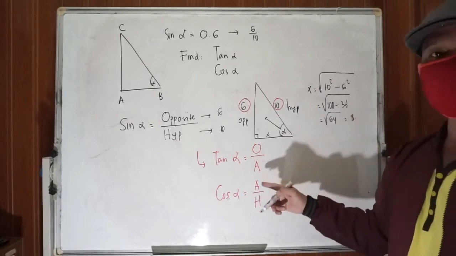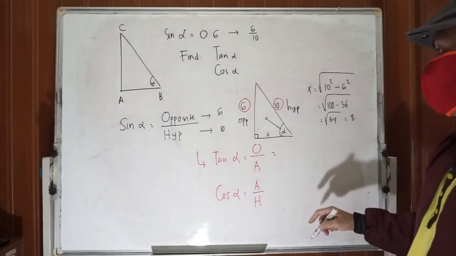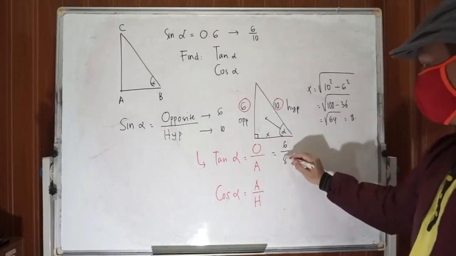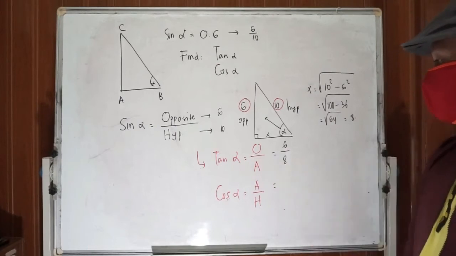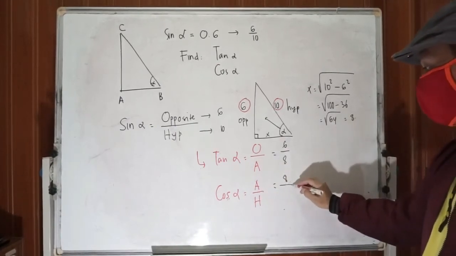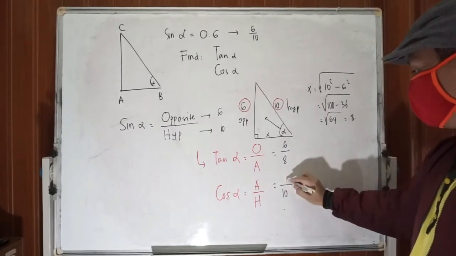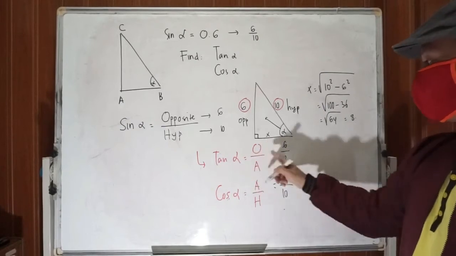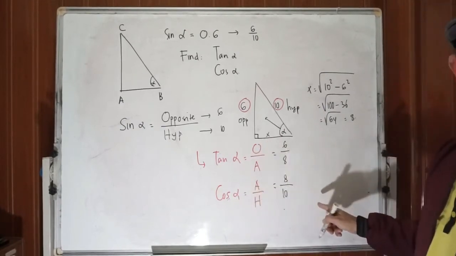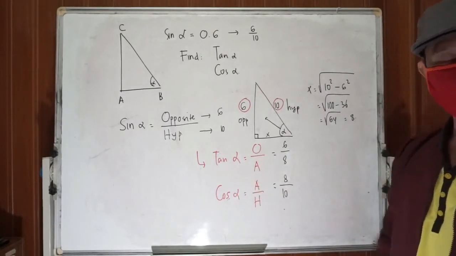So, back again to the question. Tangent alpha is opposite over adjacent, which is 6 over 8. And then cosine alpha is adjacent, so this one, 8 over hypotenuse, 10. Right? So tangent alpha is 6 over 8 and cosine alpha is 8 over 10. Got it, right? Thank you.